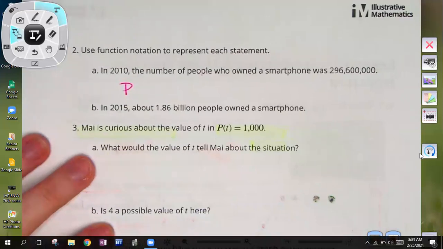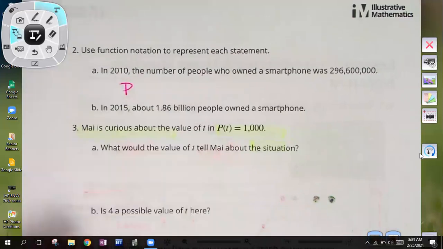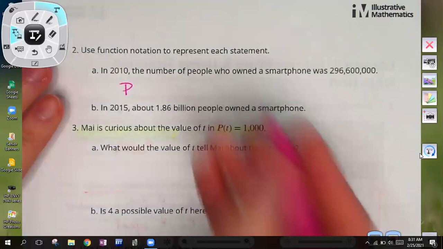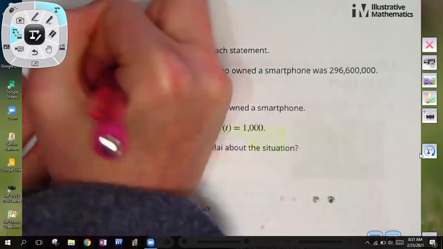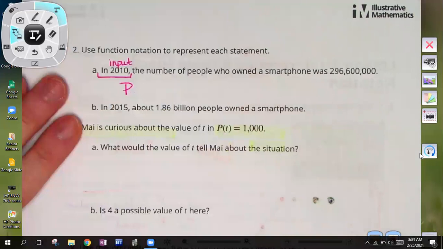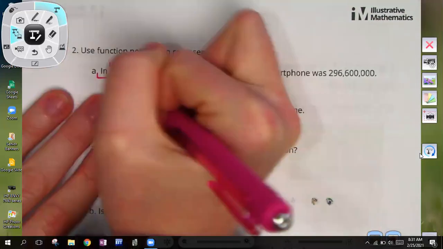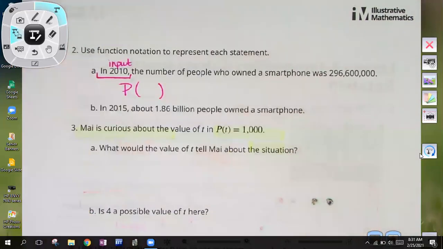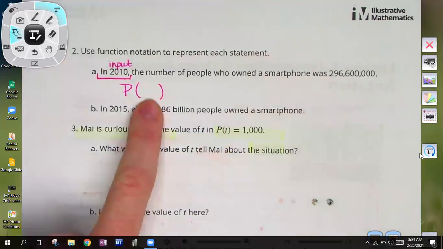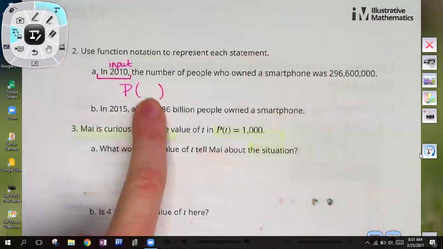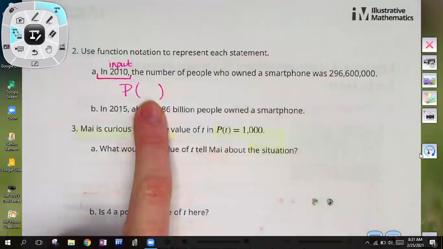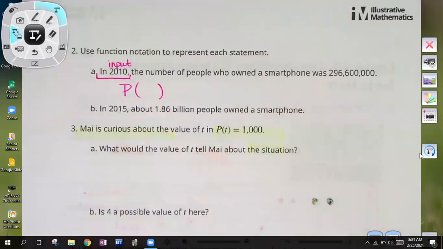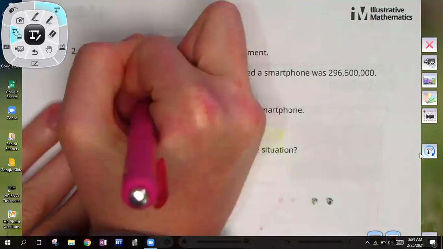Now we need the input and the output. What's my input talking about for this situation? The year. So what year are we looking at? 2010. So there's the input. If I'm writing that in function notation, I have to put it inside the parentheses. So are we going to put 2010 inside the parentheses? No. How do we have to write it? We just have to write it as 10, because it's already so many years after. It's the years after 2000. So we just have to put 10.